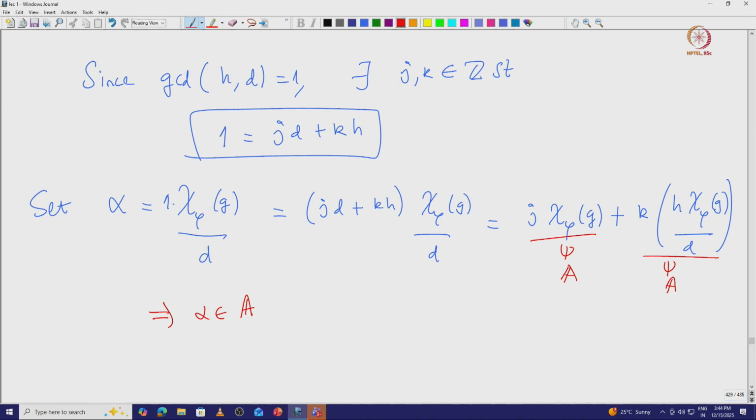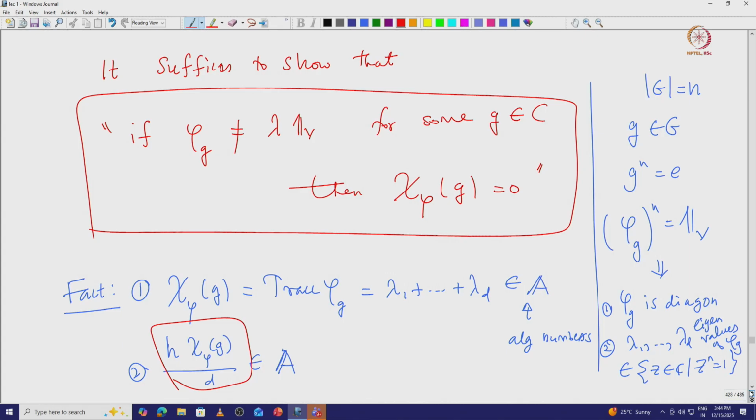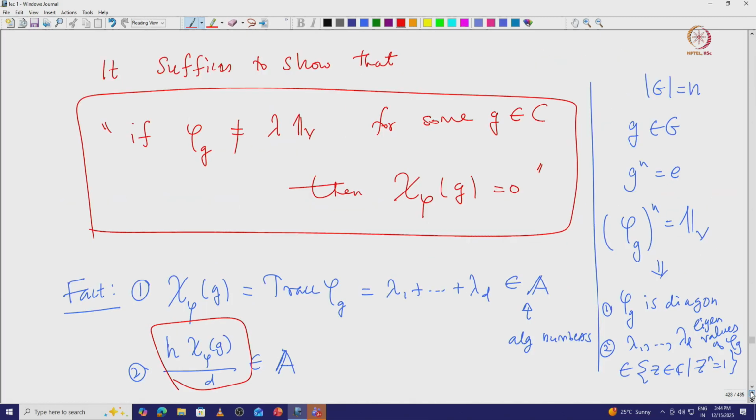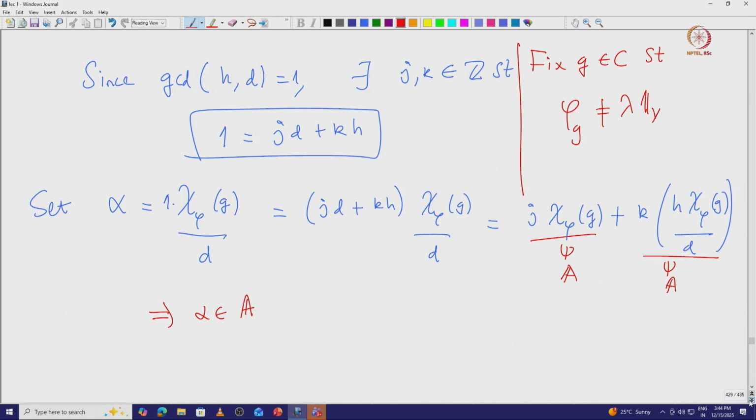So now we have alpha being an algebraic integer. Let me start with the assumption: we fix g in C such that phi g is not a scalar matrix, and we want to prove from this that the character value is indeed 0. So let us assume this.